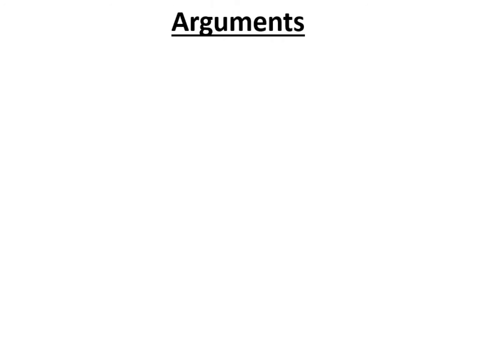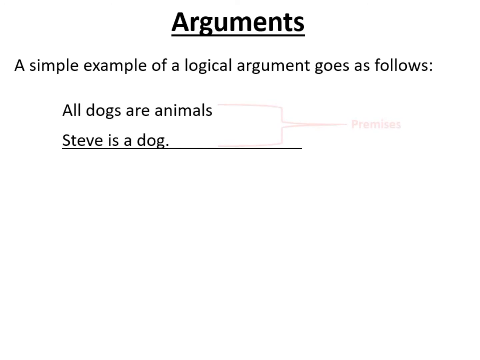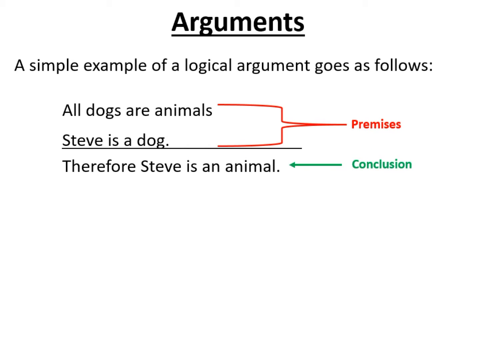So, what does an argument look like? Well, a simple example of an argument looks like this. You start with the premises: all dogs are animals, and Steve is a dog. So there we have two premises. And following on from this, you lead to a conclusion, and you might be able to work out that in this case, the conclusion is therefore Steve is an animal. All dogs are animals. Steve is a dog. Therefore, Steve is an animal.